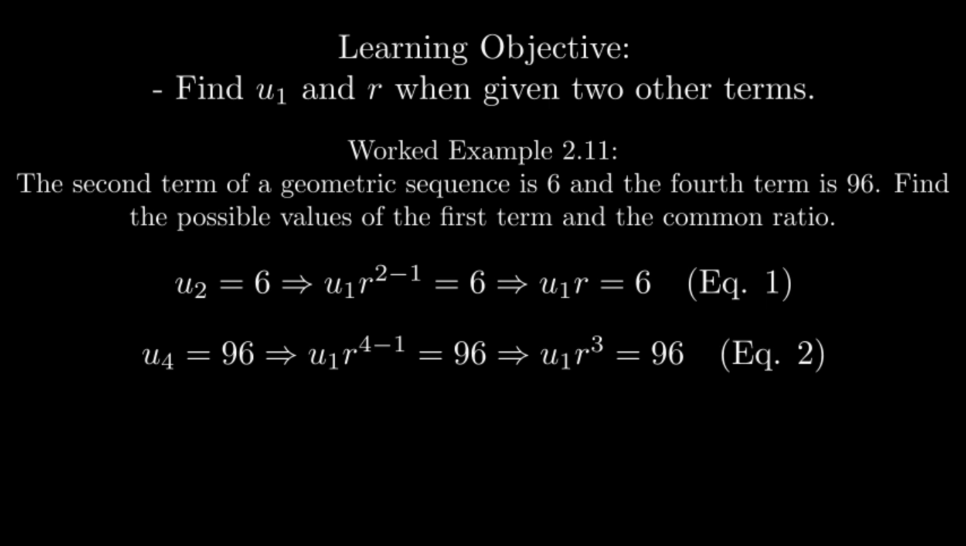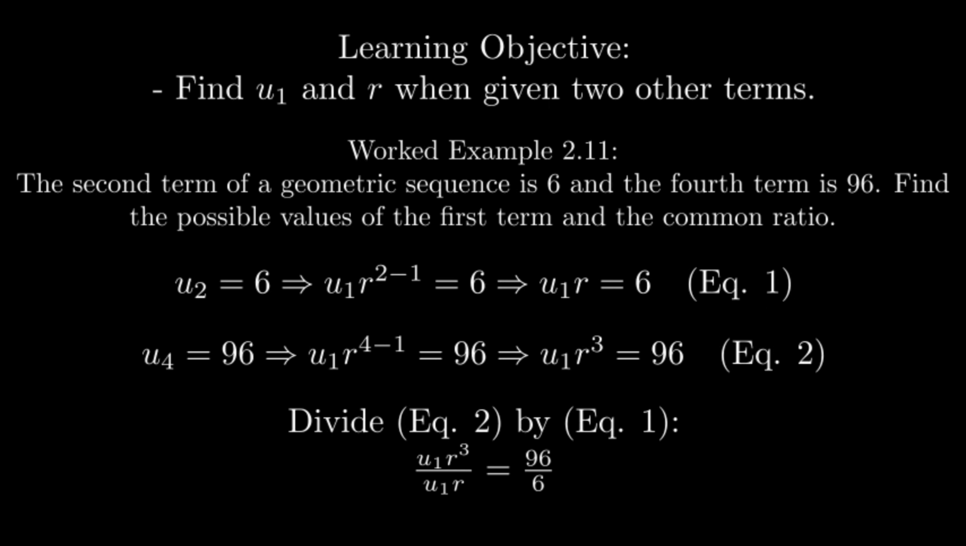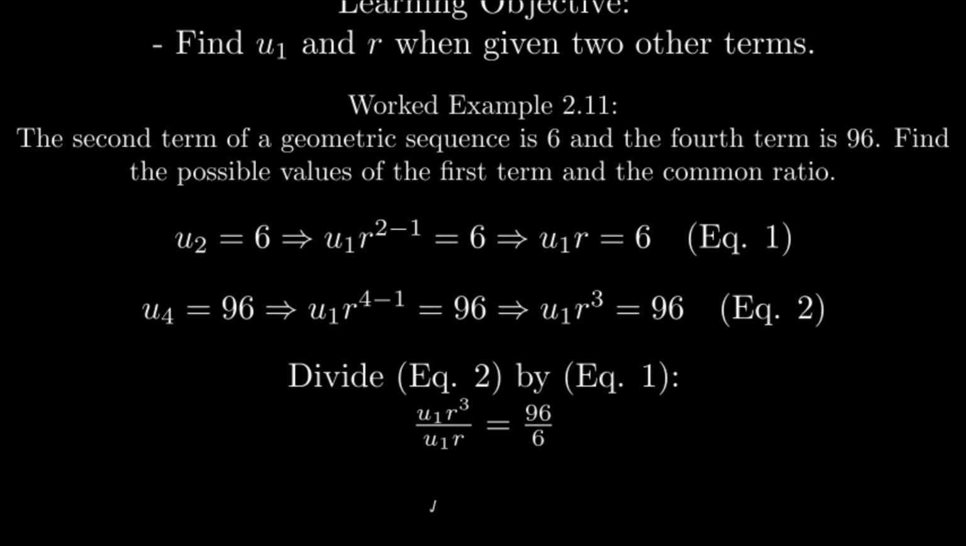With arithmetic sequences, we often used subtraction. Here, because the terms are multiplied, division is the most effective method. We can divide equation 2 by equation 1. This will cancel out the u sub 1 term. Let's write that out. u sub 1 r cubed divided by u sub 1 r equals 96 divided by 6. On the left side, the u sub 1 terms cancel, and r cubed divided by r is r squared. On the right side, 96 divided by 6 is 16. This simplifies beautifully to r squared equals 16.